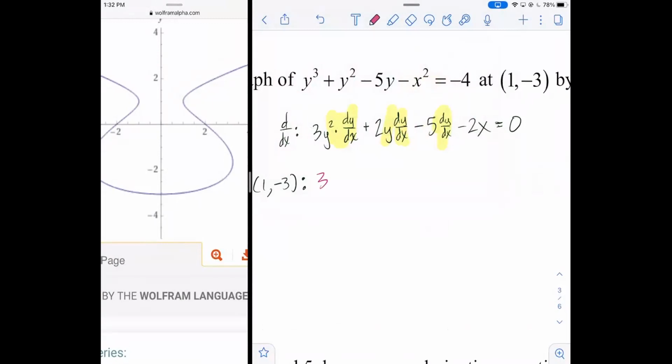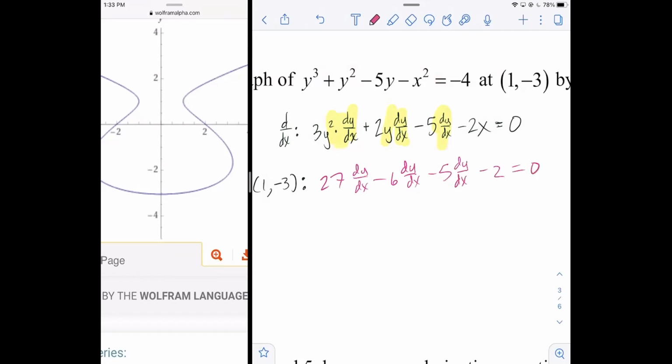We're going to get 3 times (-3) squared, which is 9. 9 times 3 is 27. So that's just going to be a 27 dy/dx. Plus 2 times y, that's actually going to be a -6 dy/dx. And then a -5 times 1 is -5. And then that's going to be -2x. That's -2, oops, I forgot the dy/dx. This is what happens when you know that you're running out of time.